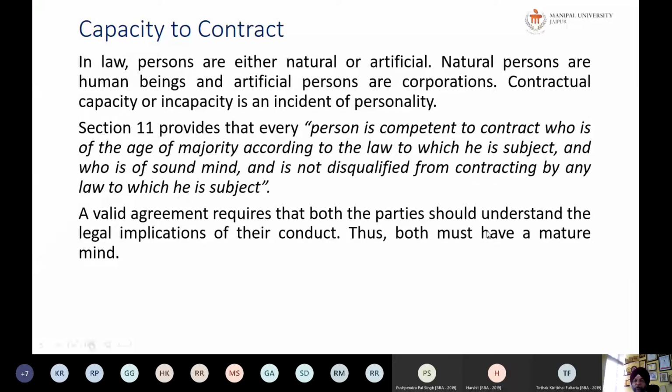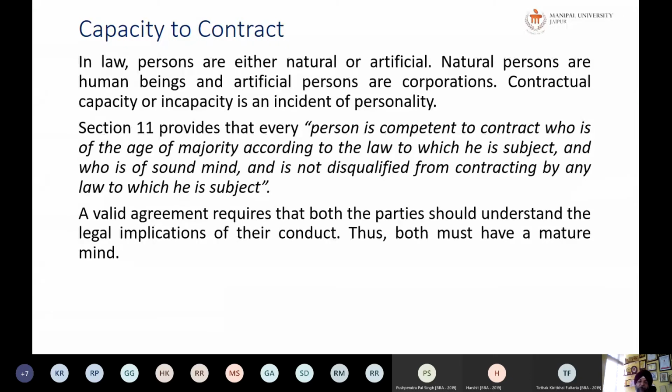So a valid contract requires both the parties should understand the legal implications of their conduct. Thus, both must have a mature mindset. Okay, so why is it needed? Why are we saying that there has to be a capacity to contract? Because both the persons should at least be able to understand their good while entering into a contract. Otherwise, what will happen? If these persons like minors, or you can say the people of unsound mind, so the other person who is of sound mind will have an undue advantage of them, and will just make an unjust enrichment out of them, which will be against the law of natural justice. So in order to ensure the law of natural justice, a valid agreement must be between the two parties who are actually able to understand the legal implications of the contract which they are actually going to make. Okay, so that's why it is so.